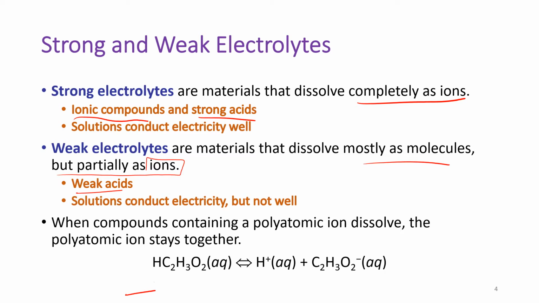An example here is acetic acid. This is the acetate polyatomic ion, and this is its acid version that we're starting with right there. It's a weak acid, so it doesn't completely go to being hydrogen ions and acetate, but it does partially.